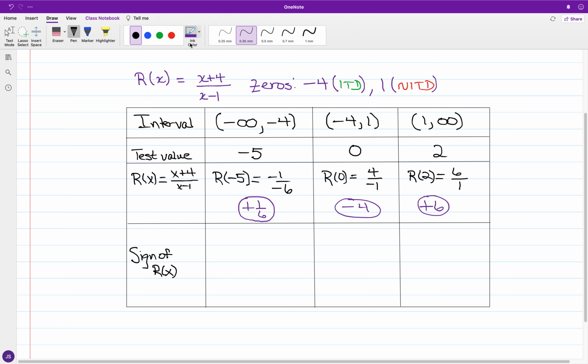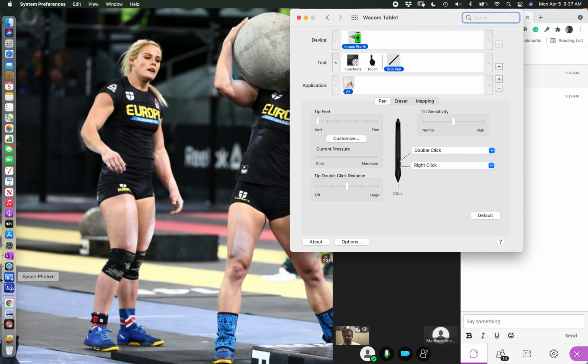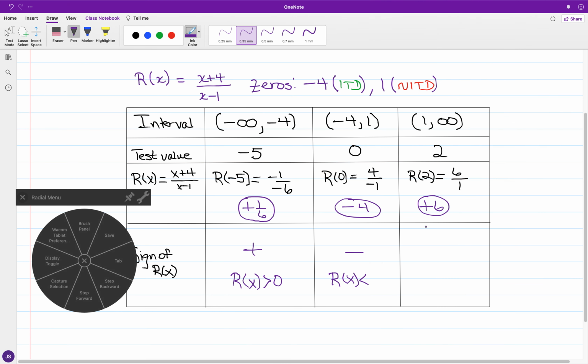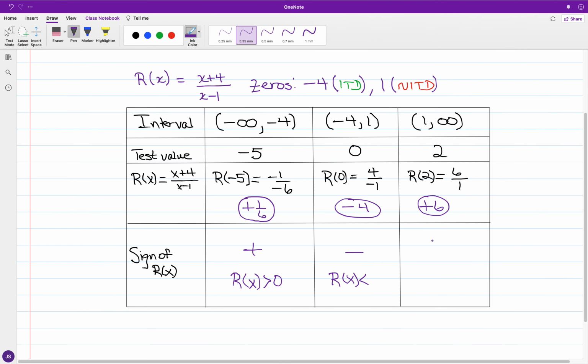And with the sign of r of x, anything in the input that is less than negative 4, the resulting output is positive, so we will have r of x is greater than 0. Anything between negative 4 and 1, the output is negative, so we're going to have r of x is less than 0. And for anything selected that is greater than 1 for the input, the output is positive, so you have r of x is greater than 0. So we have the table set up.